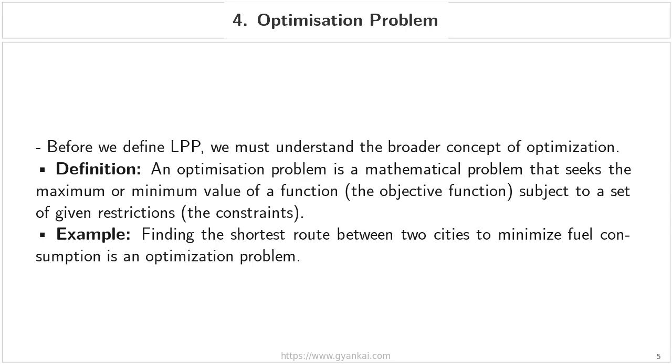To make this more concrete, let's look at a real-world example outside of a factory or a shop. Imagine you are planning a road trip between 2 cities. You want to find the shortest possible route to minimize your fuel consumption. In this scenario, your goal is to minimize fuel, and your constraints might be things like road closures or speed limits. Because you are seeking the minimum value of a function under specific restrictions, you are solving an optimization problem. In the next slide, you'll see how we specifically categorize these types of problems when everything involved is linear.